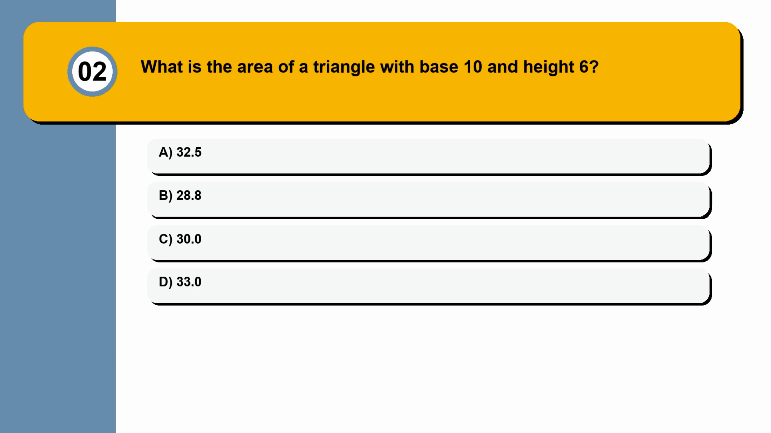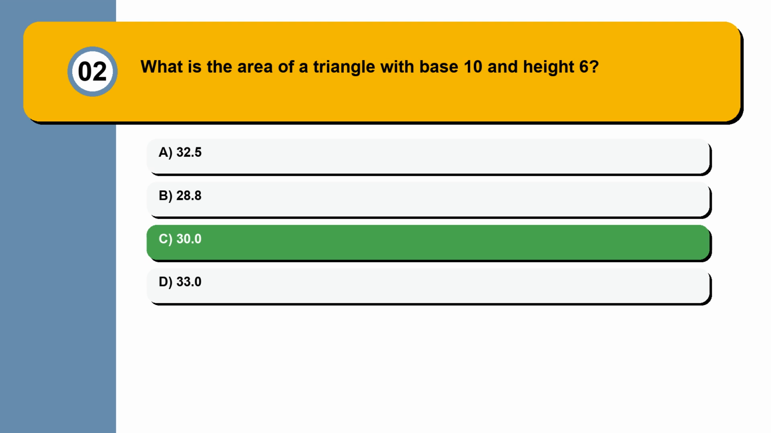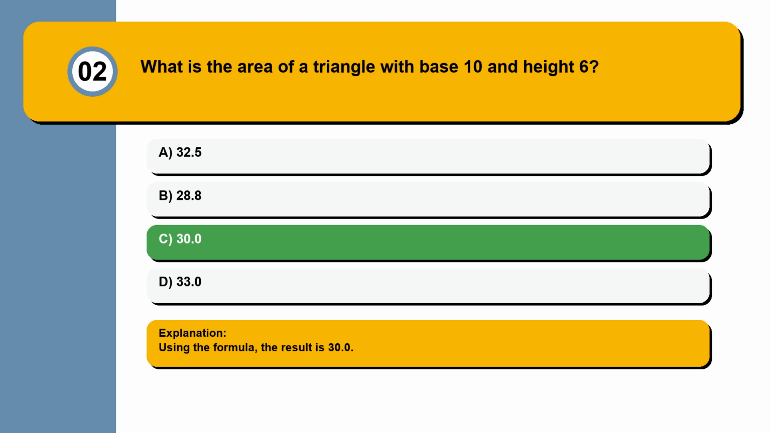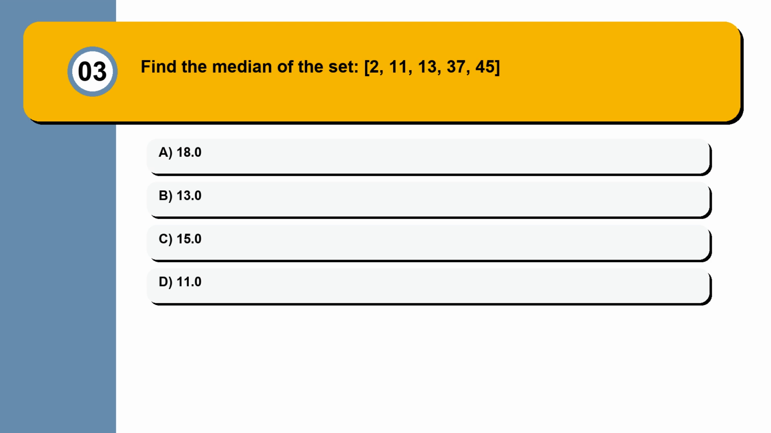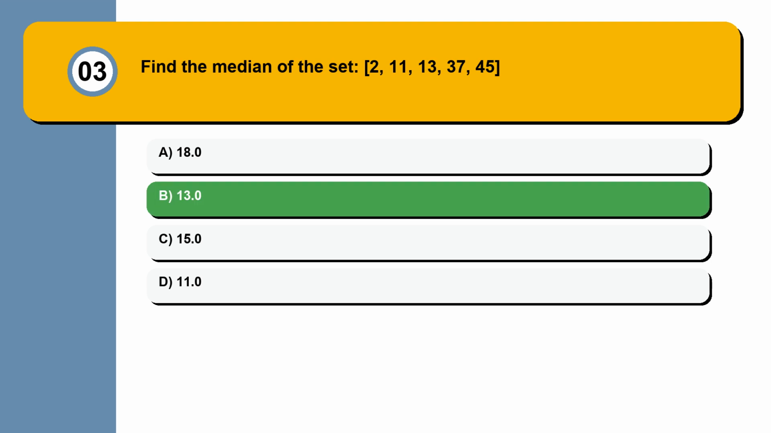Question 2. What is the area of a triangle with base 10 and height 6? 32.5, 28.8, 30.0, 33.0. Using the formula, the result is 30.0. Question 3. Find the median of the set 2, 11, 13, 37, 45. 18.0, 13.0, 15.0, 11.0. Calculated result is 13.